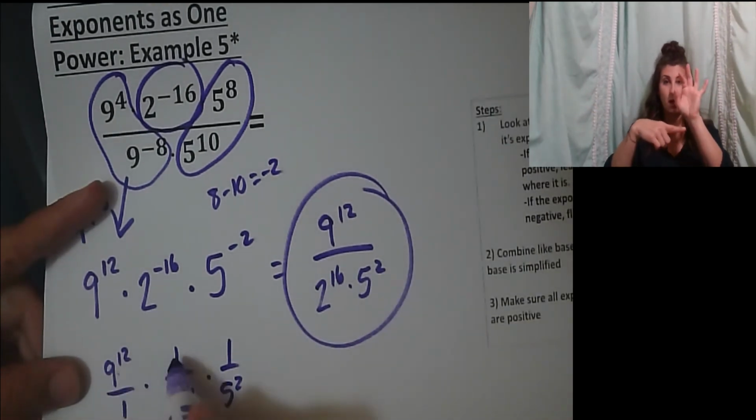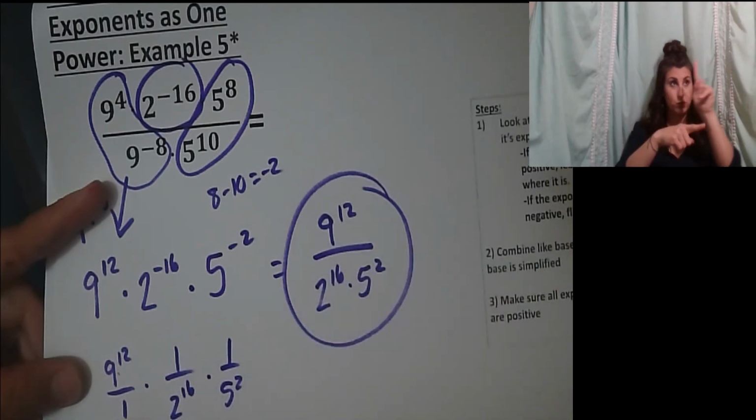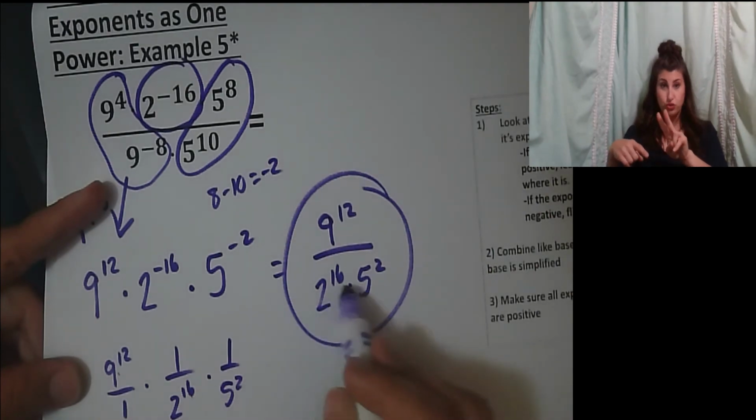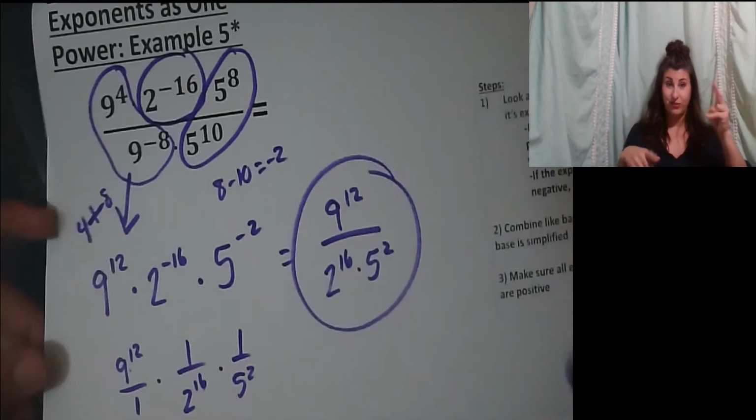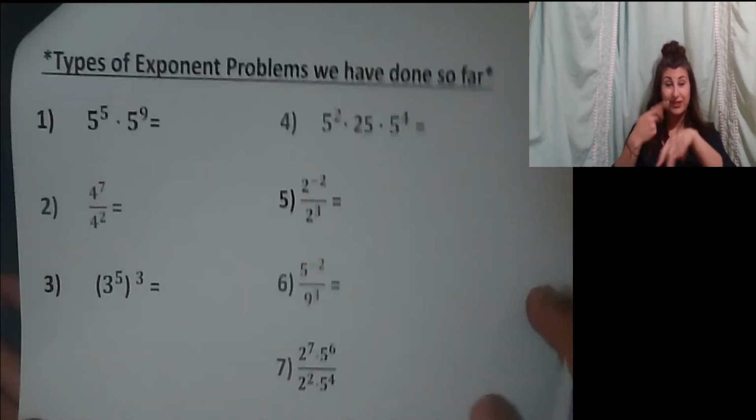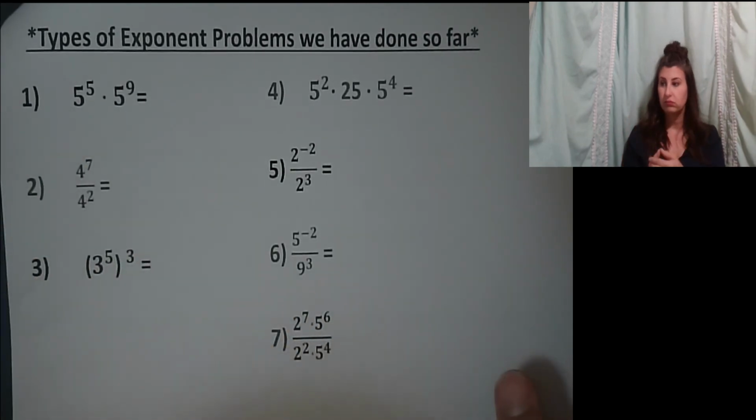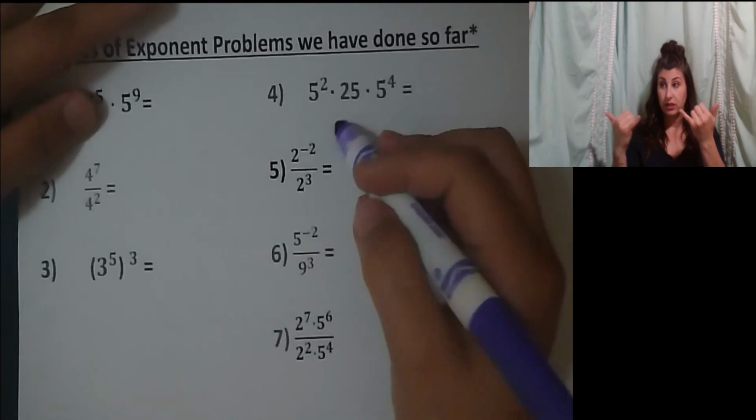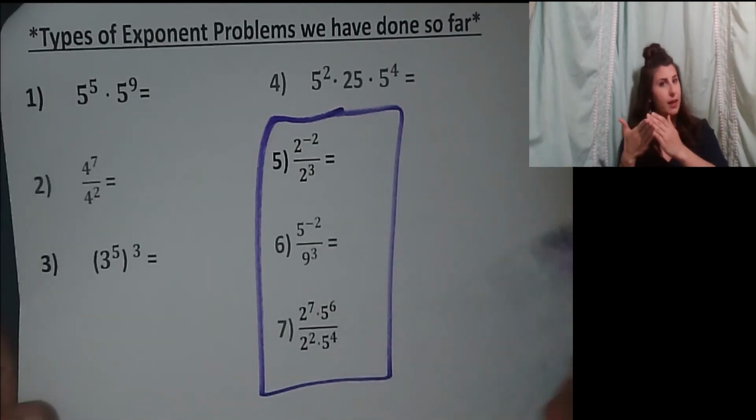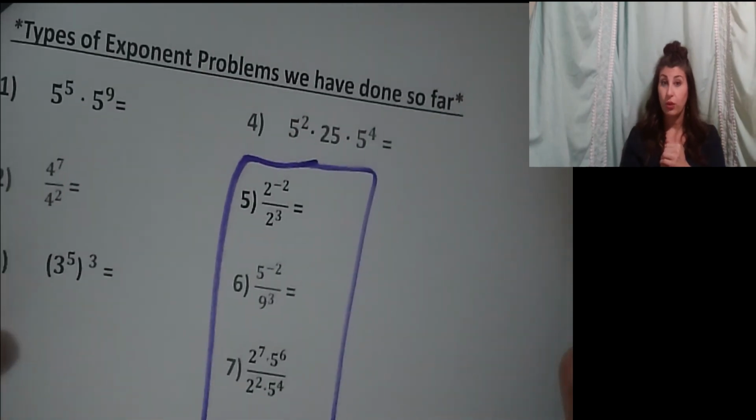So this times 1 will be 9 to the 12th. 1 times 2 to the 16th times 5 squared will be 2 to the 16th times 5 squared at the bottom. Alright, so we've seen all of these types of problems so far throughout the lessons that we have had. Today will involve some of these types. So hopefully you did well.